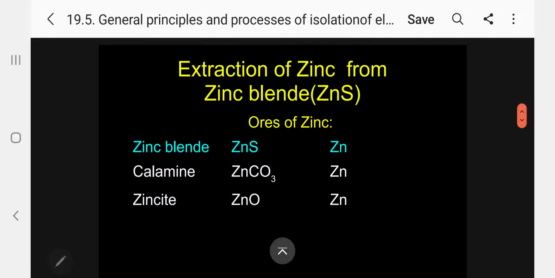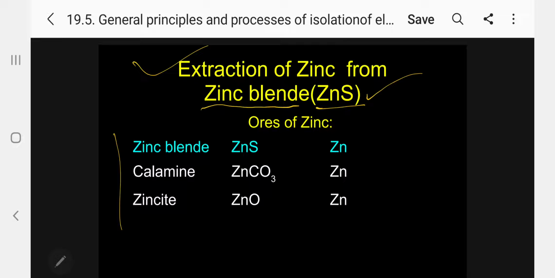So that is regarding copper extraction. Let me go to the next extraction, zinc from zinc blende, that is zinc sulfide. Again, it is a sulfide ore. So, the important ores of zinc are zinc blende, zinc sulfide, from which zinc can be extracted; calamine, zinc carbonate; and zincite, zinc oxide, from which zinc can also be extracted. Here I am taking zinc blende, the zinc sulfide ore, to extract pure zinc.